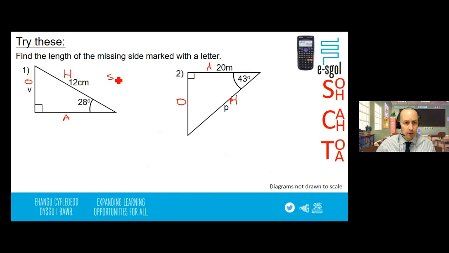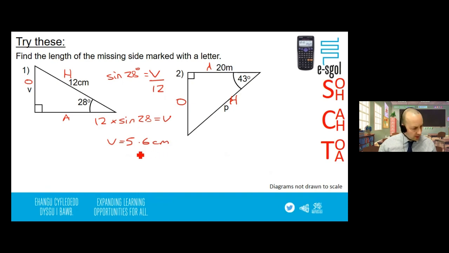So I'm going to put the sine of 28 degrees, and the sine formula is O over H. So O is the opposite side, which we've called V in this question, and the hypotenuse is 12. This 12 on the bottom I don't really want, so I'm going to bring that over the other side as a multiply. So 12 times the sine of 28. If I type that in my calculator, that's going to give me my answer for V, and that comes out as 5.6 centimeters.